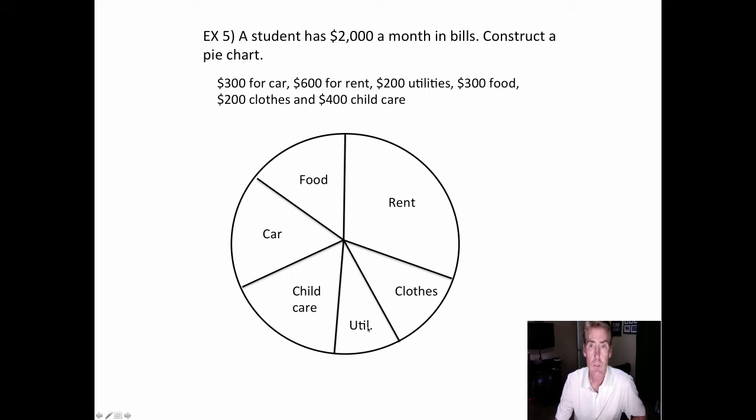The pie chart for this particular class doesn't have to be 100% perfect. I'm not going to measure it or anything like that, but it should be a decent rendering of the information.